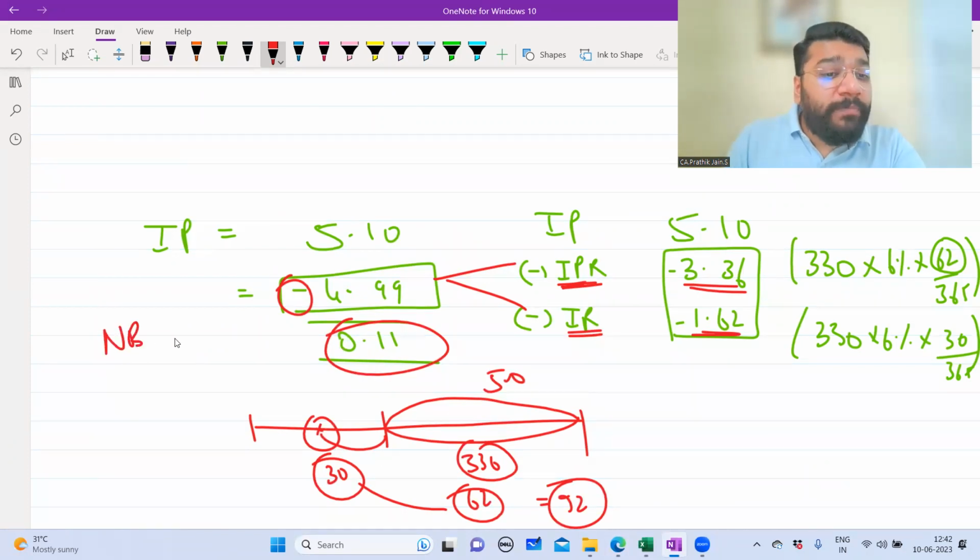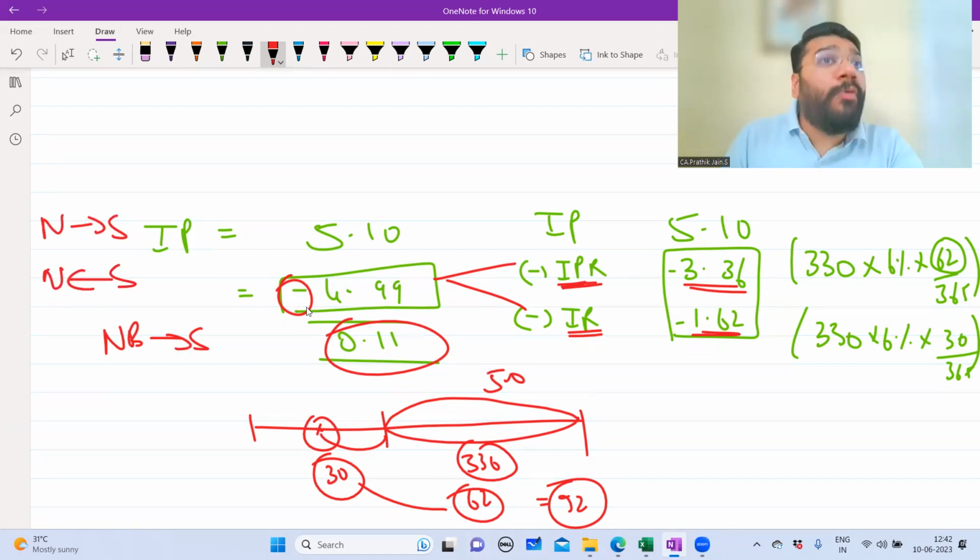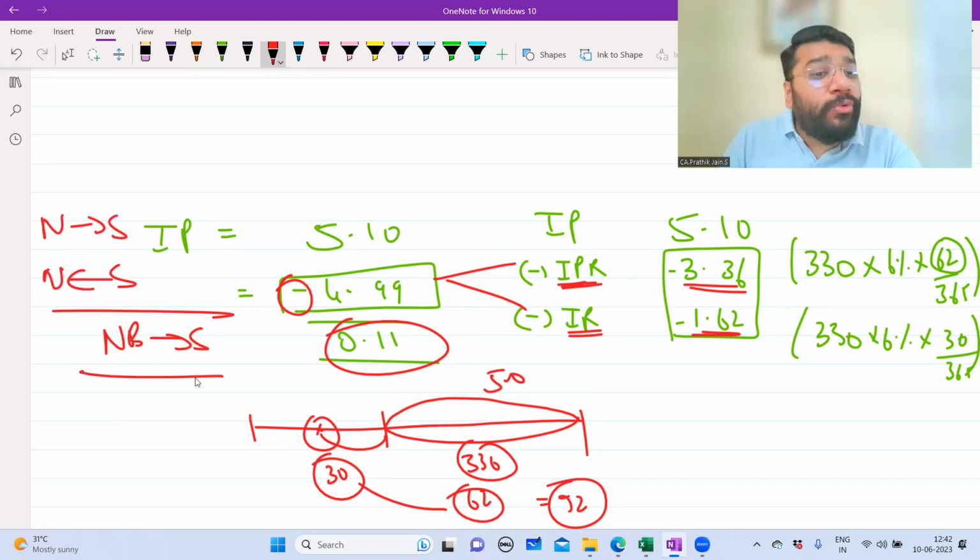Nath brothers has to pay to Sham. Why? Because Nath was supposed to pay Sham 5.10. Nath was supposed to receive from Sham 4.99. So net who has to pay whom? Nath has to pay to Sham. Net amount of how much? 0.11.